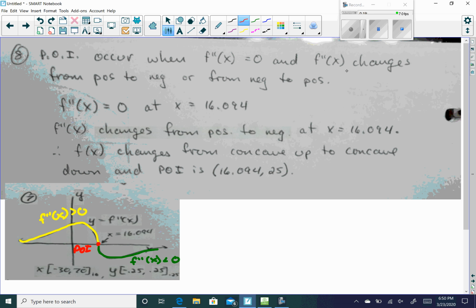But notice in the explanation that I'm piecing all of these together. So I make this mention here to tell me what I'm looking for. And then I say, well, f double prime of x is 0 when x is 16.094. f double prime of x changes from positive to negative at that x value, therefore f of x changes from concave up to concave down, and the point of inflection is at this ordered pair. Now all you have to do is take that 16.094, substitute it back into f of x, and then you'll get that 25, because it was asking to actually find the point of inflection.